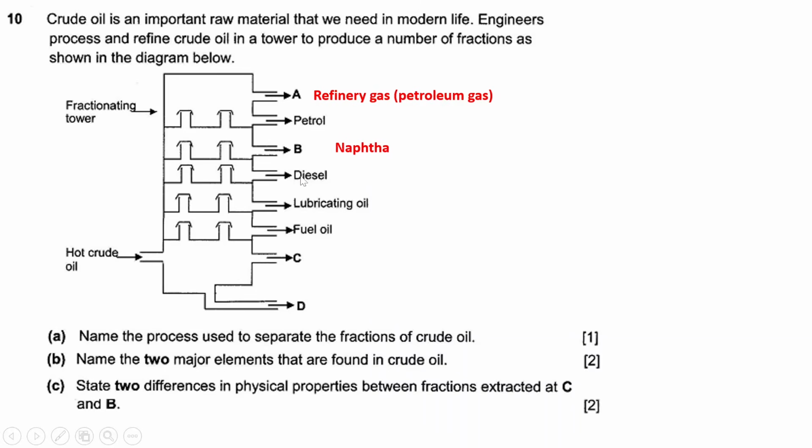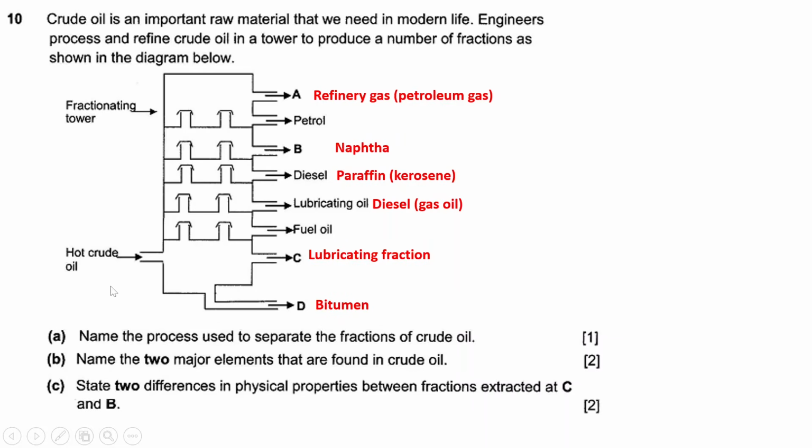After naphtha, they made a mistake by putting diesel here. We are supposed to have paraffin or kerosene. And then after kerosene or paraffin, we are supposed to have diesel gas oil here. Then after diesel gas oil, we are supposed to have fuel oil, then lubricating fraction, and also we are supposed to have bitumen here. Okay. So these are the different kinds of fractions which are separated from crude oil.